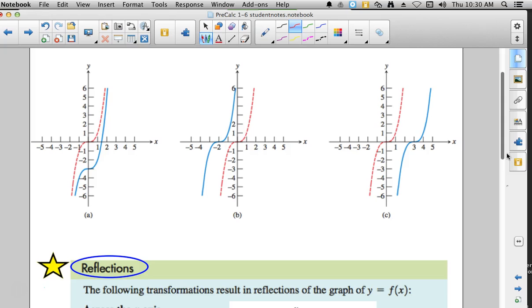So here was x cubed, and now it's 1, 2, 3 down. Down. Does that affect our x? Nope. So we don't use parentheses. We don't use grouping symbols. We just say, hey, here was x cubed, and we moved it down 3.